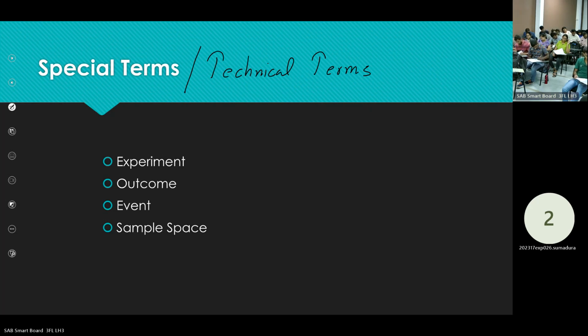Examples: tossing a coin, rolling a die, starting up a business, that is also an experiment. Sometimes we succeed, sometimes we fail. Tossing a coin, rolling a die, hitting a friend is also a kind of experiment. Many things are like experiments. So that is experiment. The second one, outcome.